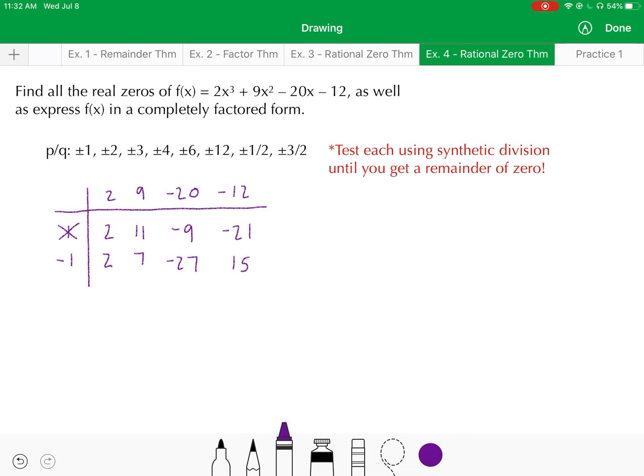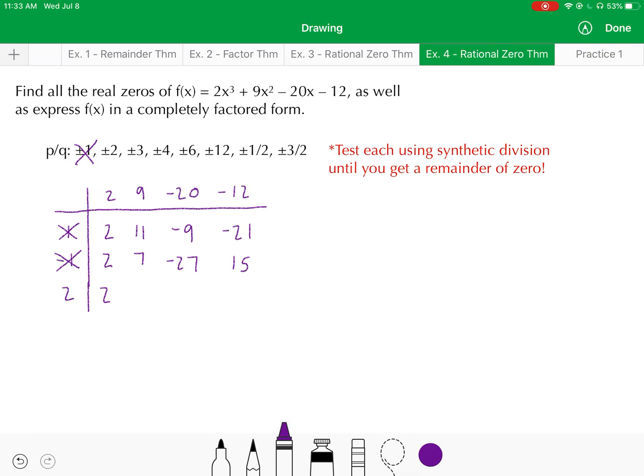Still don't have a remainder of 0. So negative 1 is ruled out. Okay, so in this list, I can cross out plus or minus 1. Now I'll just move to positive 2, next in the list. Bring the 2 down.